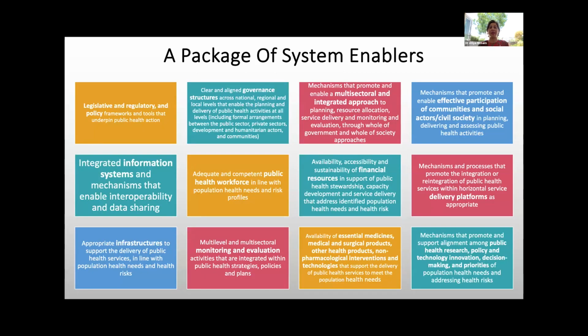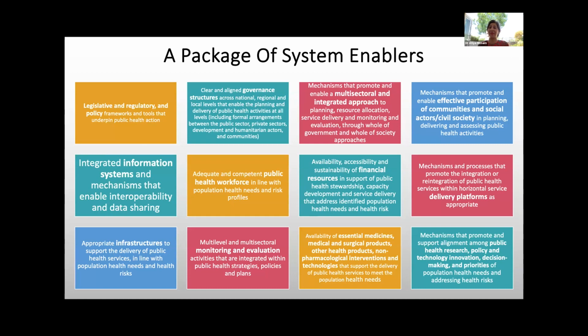Additionally, you can see that there is the package of system enablers. Again, I'm not going to read this entire slide, it's quite busy, but I have highlighted some of the areas which I think make it easy to understand how this relates back to the health systems frameworks that we know. So these system enablers consist of, for example, legislative, regulatory, and policy frameworks, governance structures, multi-sectoral approaches, participation of communities, information systems, public health workforce, financial resources, delivery platforms, infrastructure, monitoring and evaluation, essential medicines, and public health knowledge and policy. So I know I've said a whole lot of things.